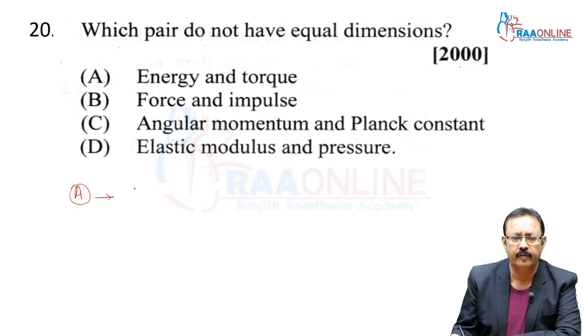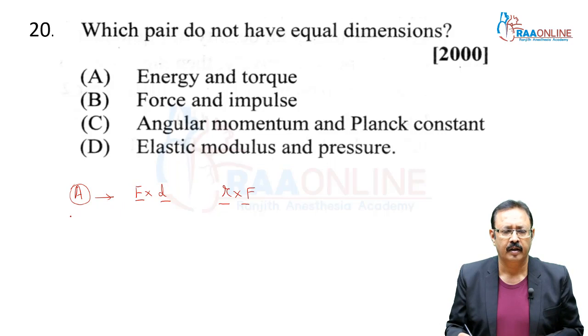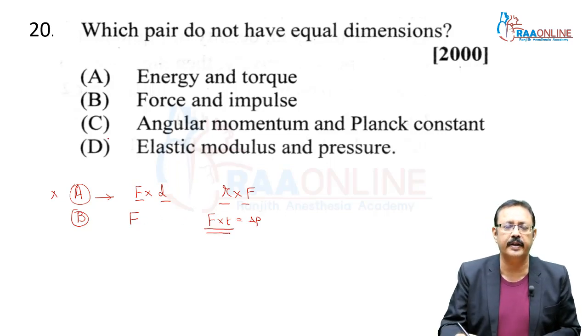Energy means work, and work means force into displacement. What is torque? R cross F. Both are products of force and length, so dimensionally they are the same, so we are not going with A. What is B? Force. Impulse means force into time, which is change in momentum. Since force is multiplied by a physical quantity, they cannot be equal dimensionally. So we are going with B.